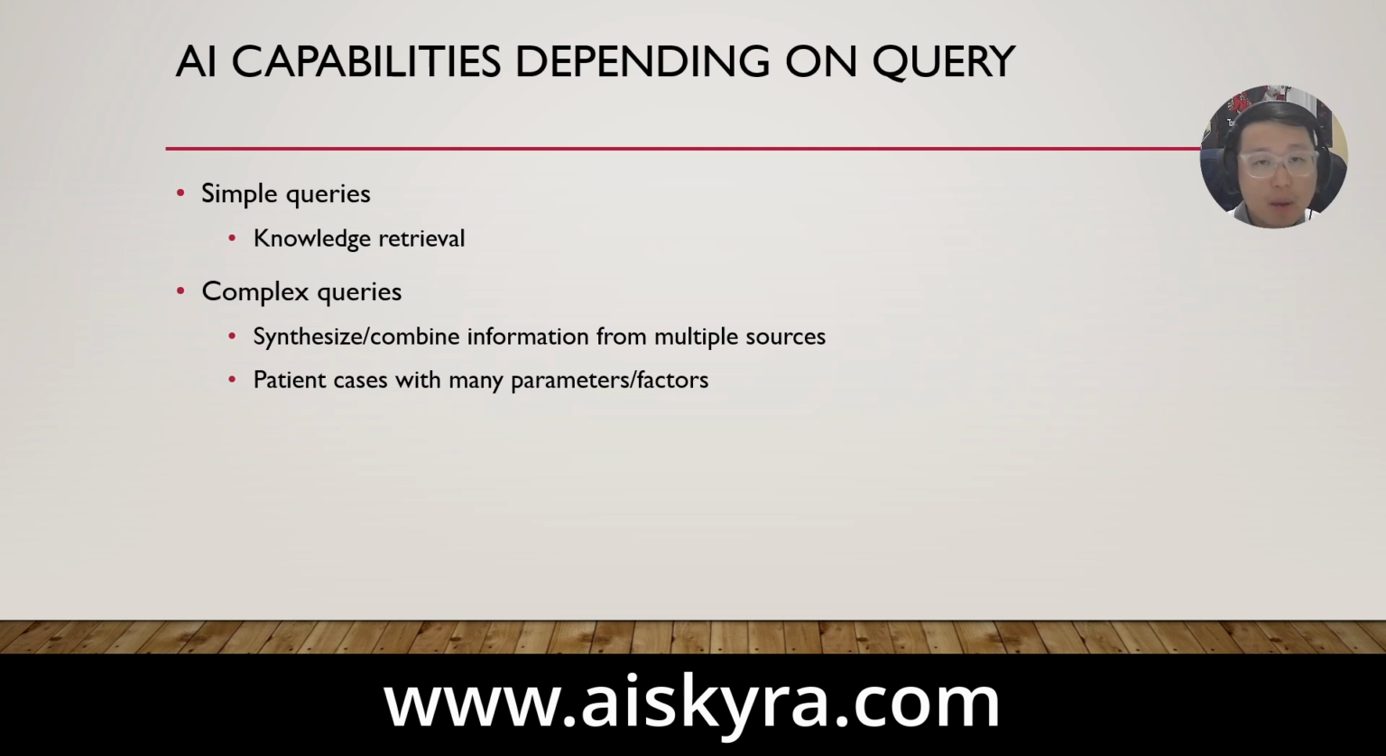Complex queries, on the other hand, are obviously more complex. One version of that would be synthesizing and combining information from multiple different sources. So maybe a PubMed article here, a product monograph here, a practice-related guideline here, and combining that all to form your answer. And this is made much easier through our AI medication expert.